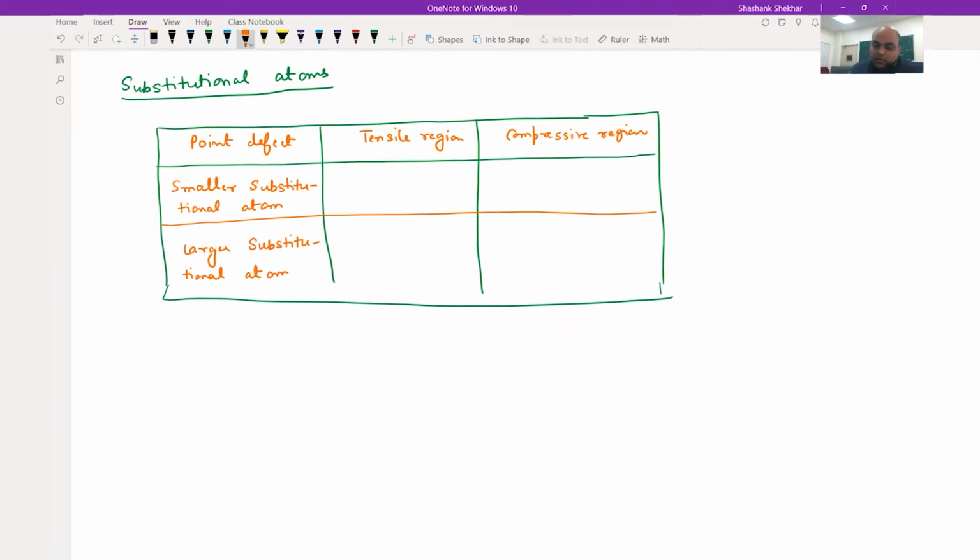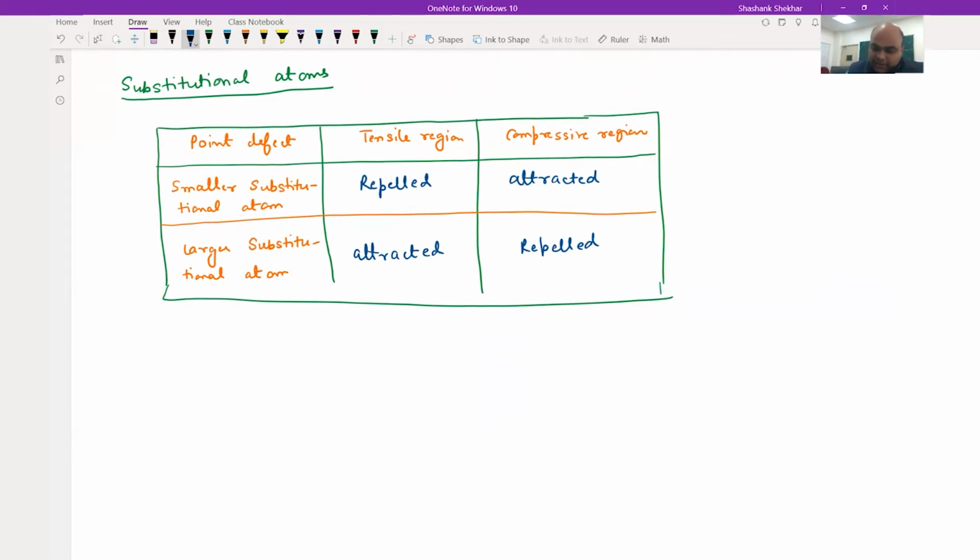Now the smaller substitutional atoms will be repelled in the tensile region. They will be more attracted towards the compressive region because they want to reduce the overall strain in that particular region, right? So here I can mention repelled, and they will be attracted towards the compressive region. And the larger substitutional atoms will be attracted towards the tensile region, and here they will be repelled.